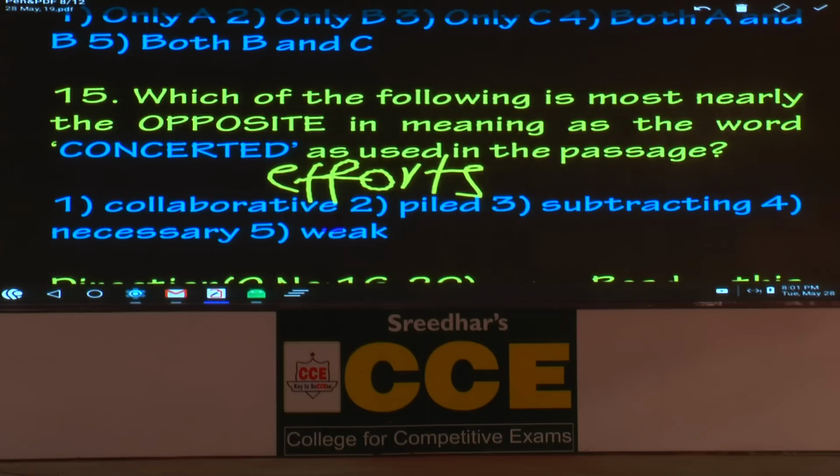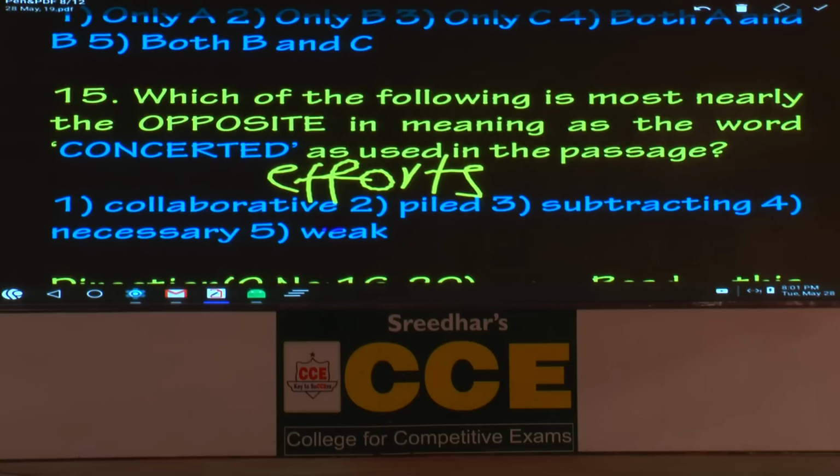Now what do you understand? What is the meaning of this? Please write together. Concerted effort means together as one unit. You join hands with others and together you try to do something. Now what is the first option here? Collaborative. Same meaning. Hold that one.